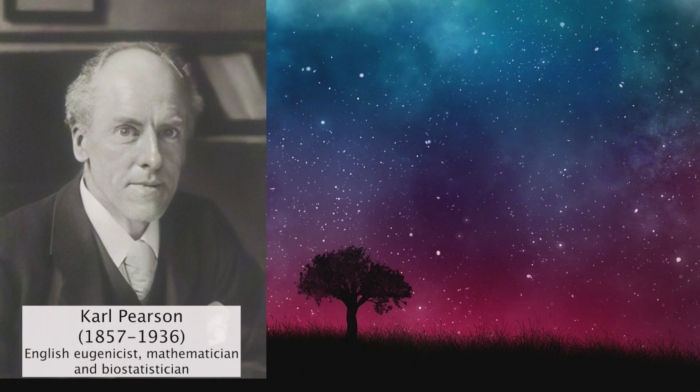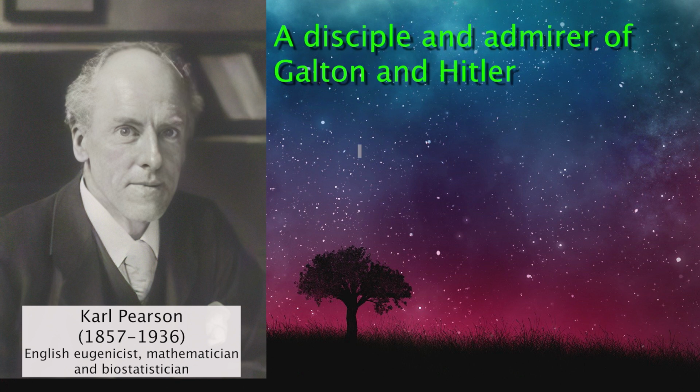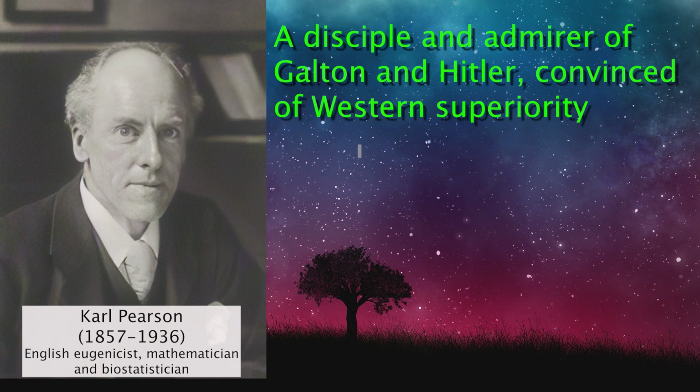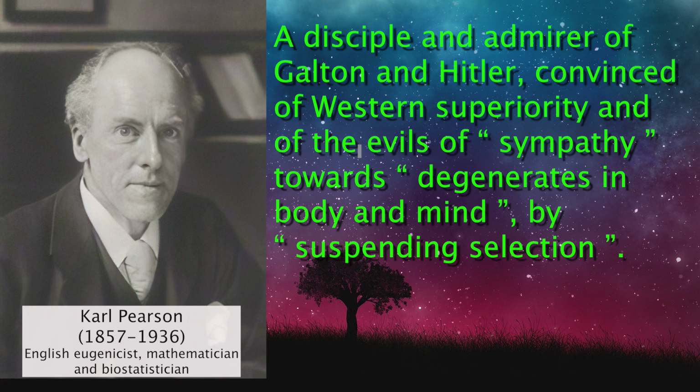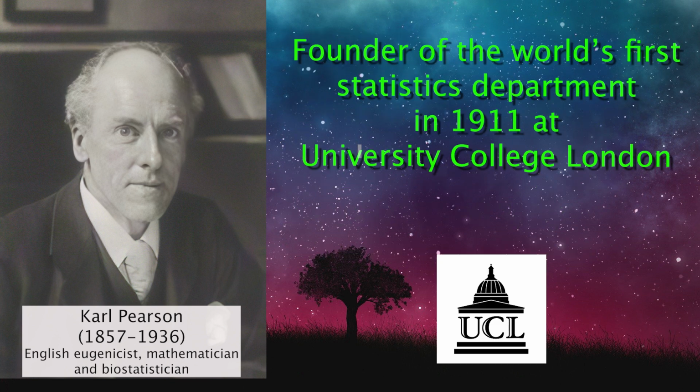Galton's notion of correlation was more fully mathematized by the mathematician Pearson, a disciple and admirer of Galton and Hitler, convinced of Western superiority and of the evils of sympathy towards degenerates in body and mind by suspending selection. He founded the world's first statistics department in 1911 at University College London, one of the colleges of the University of London.